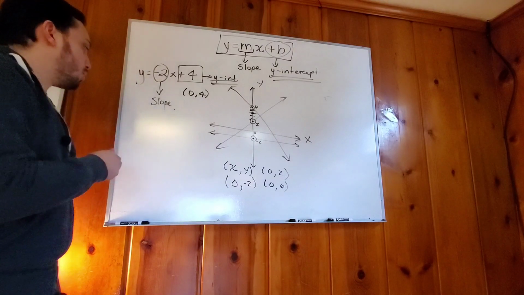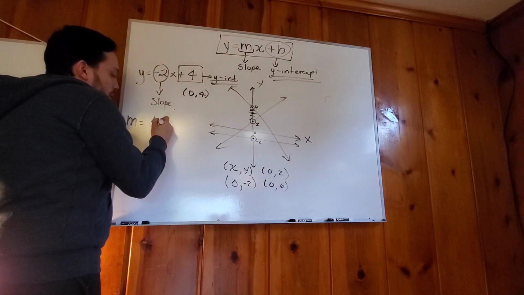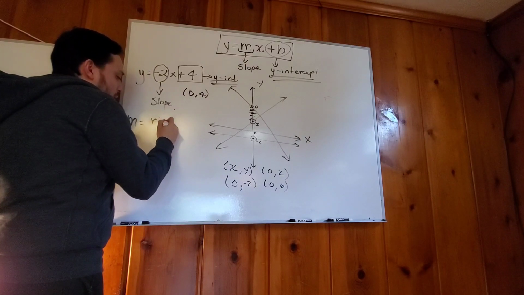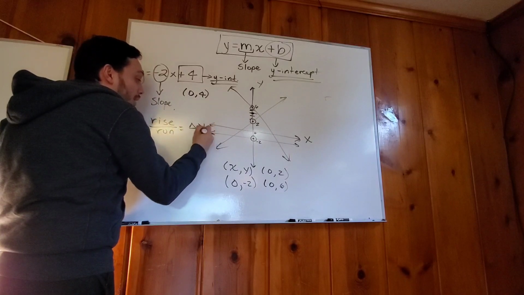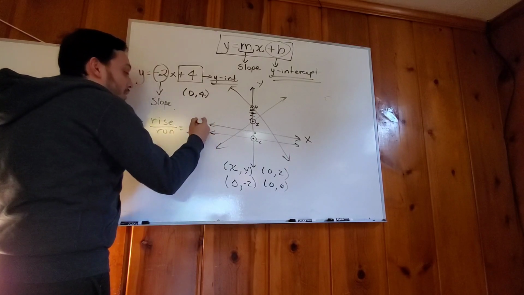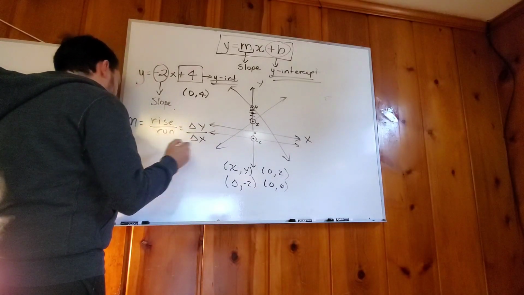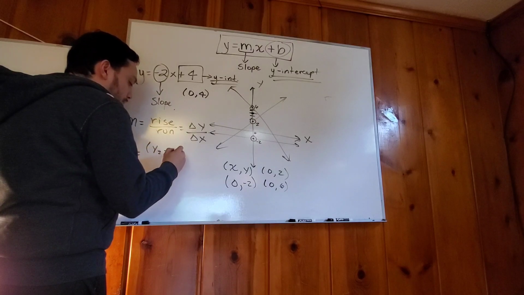Hopefully everybody understands slope. Slope, as I said before, M, is, according to your book, which I don't like at all, rise over run. But I like delta y over delta x more. Delta means change, or the difference in y over the difference in x. Now there's another formula that I teach everybody.